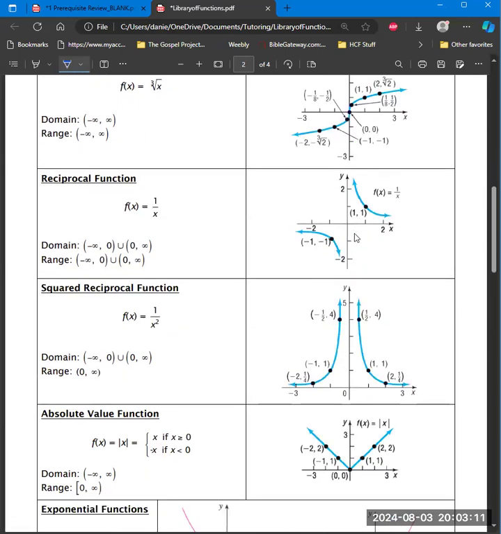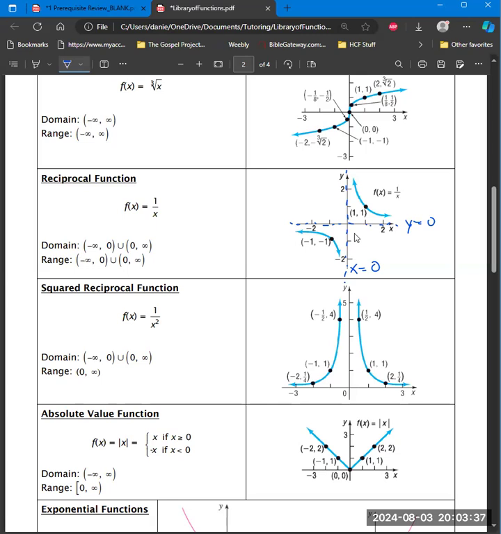The next main one here, f of x equals 1 over x. We have these asymptotes here. At y equals 0 is a horizontal asymptote. x equals 0 is a vertical asymptote. We're not allowed to divide by 0. So we have negative infinity to 0, union 0 to infinity for both our domain and our range here of the reciprocal function.